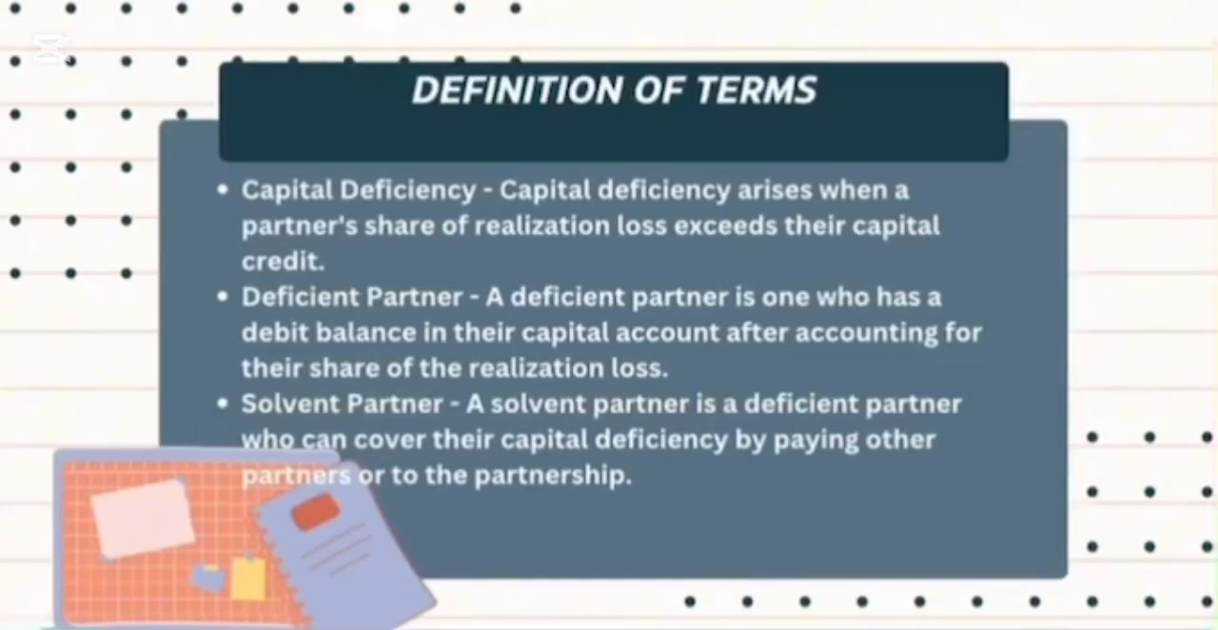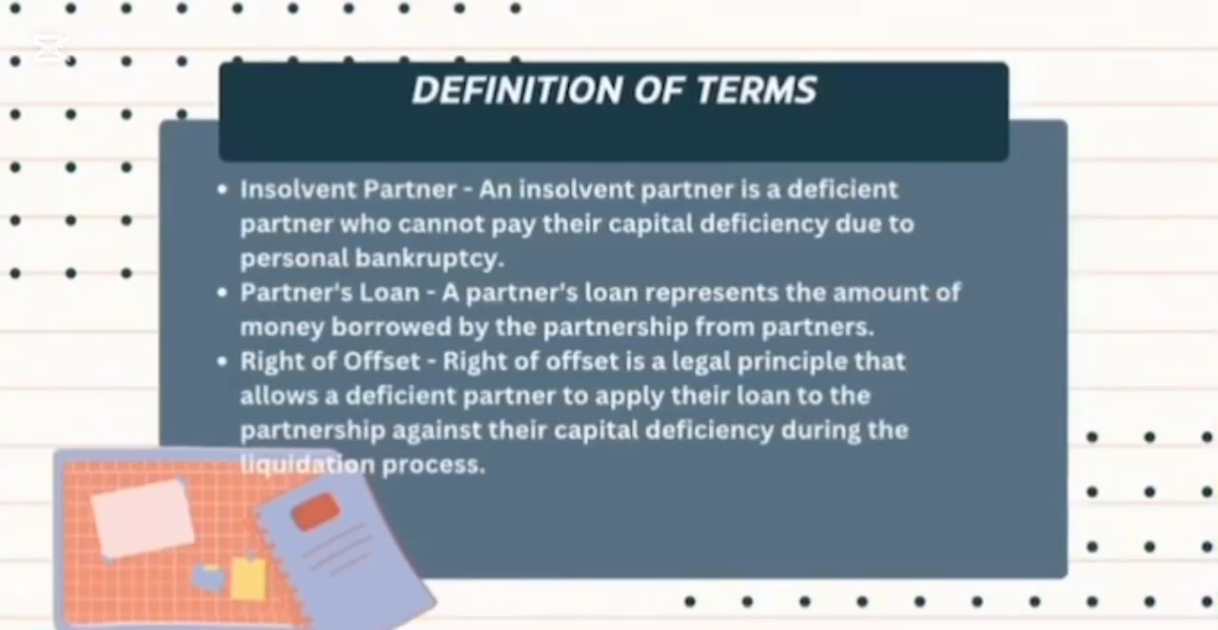Partner's loan. A partner's loan represents the amount of money borrowed by the partnership from a partner. It is a liability of the partnership to the partners who extended the loan. Right of offset. Right of offset is a legal principle that allows a deficient partner to apply their loan to the partnership against their capital deficiency during the liquidation process. This can be done partially or fully.